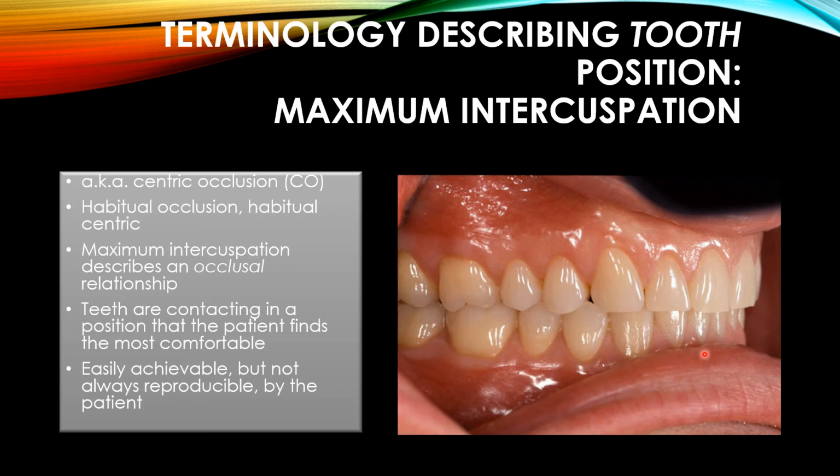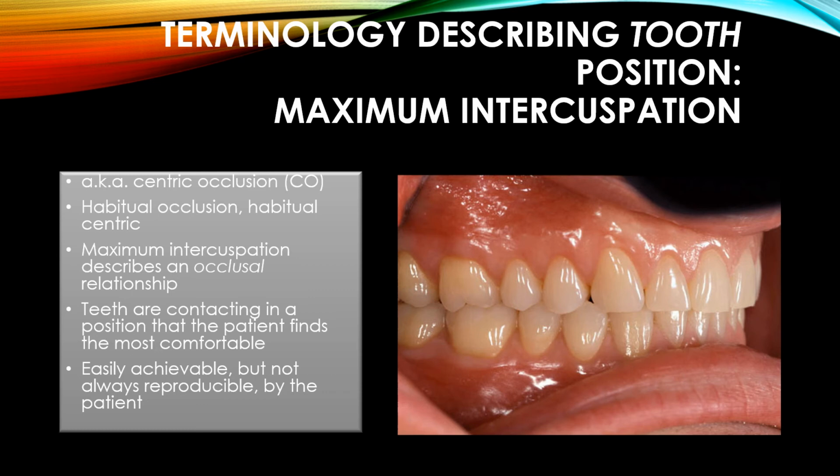There are different terminologies related to it. Maximum intercuspation, or MI, is also known as centric occlusion, and in some books you can find the terms habitual occlusion or habitual centric, and it is primarily a tooth related position, and it describes an occlusal position. The teeth are maximally in contact with each other in a position that the patient finds comfortable, and although it is easily achievable, it is not easily reproducible. Sometimes when the patient clenches his or her teeth, they might not be in maximum intercuspation.